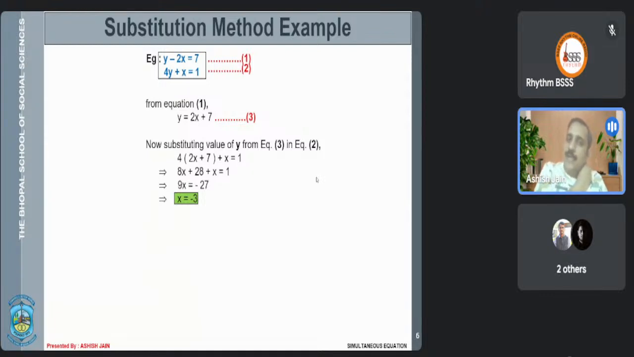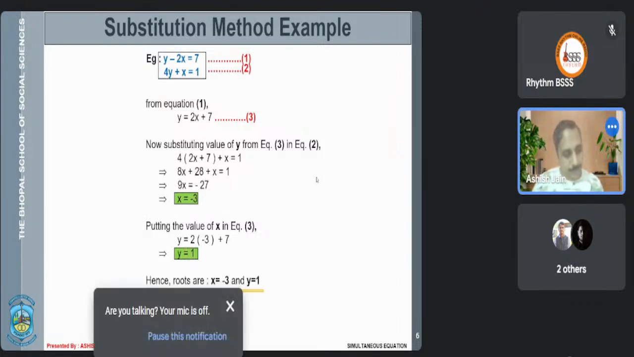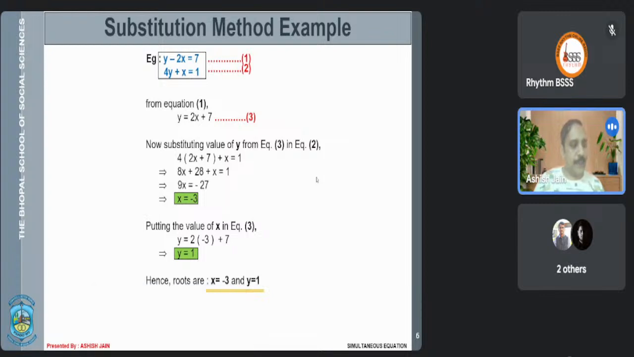right? Once you get a value of x, put it in any of the equations. I'm putting it in equation number 3. I'll get the value of y as 1. Clear? This method is called substitution method. So if you have your books, try to solve your exercise B by this method. Okay? Substitution method.